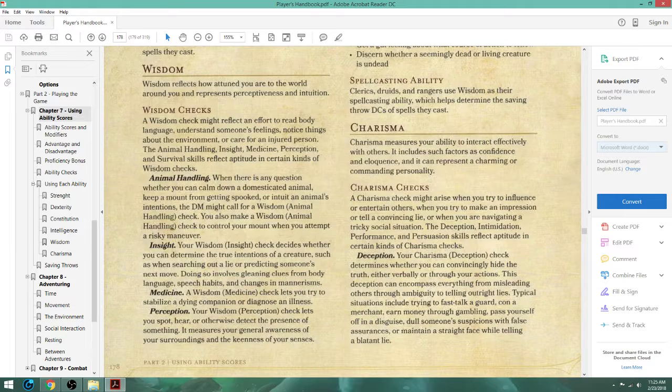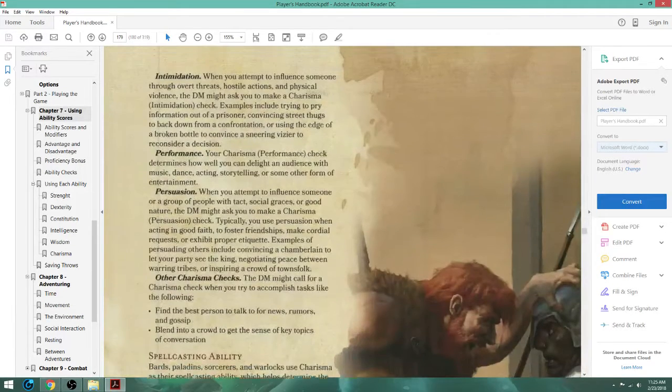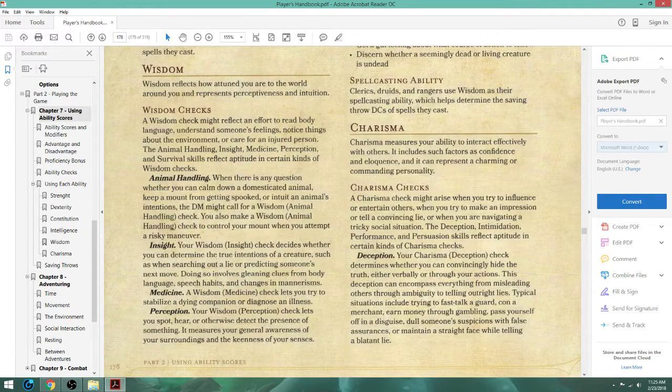Insight. As we talked earlier, insight is where you read the other person, determining whether they're lying, determining what their next move is, and reading their speech, and determining it from their speech habits, their mannerisms, and languages. Medicine. Medicine is basically exactly what it sounds like. When you roll for that, you roll on stabilizing, how to diagnose. Basically, medicine is kind of like being a doctor.